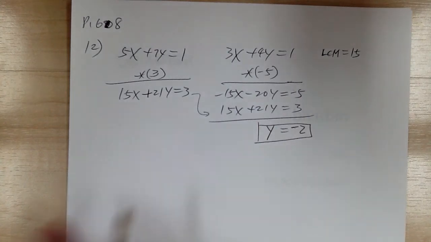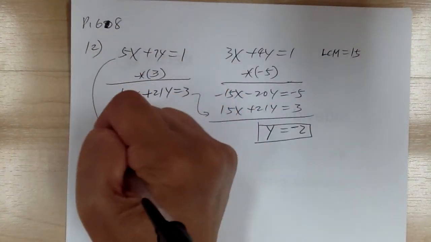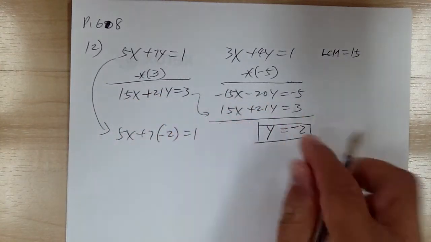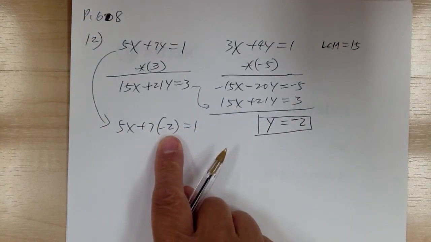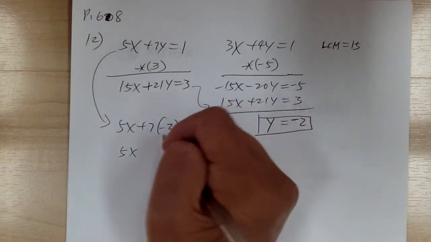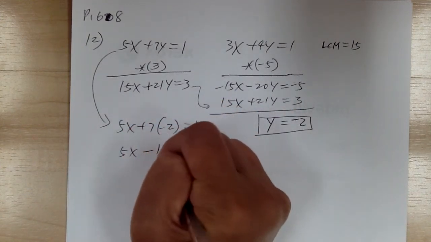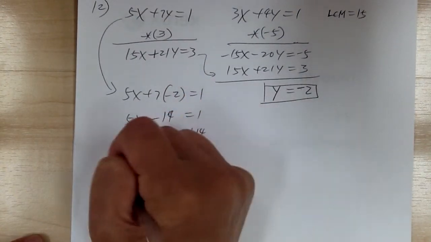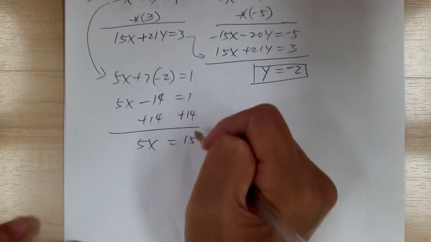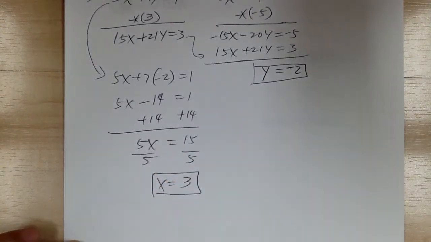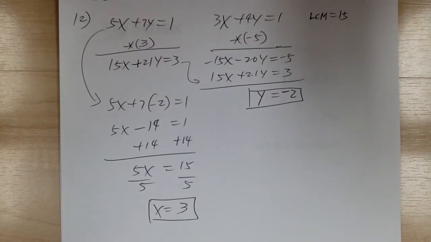And then to do the x, you have to use any one of the equations. You can use this one. So 5x plus 7 times negative 2 equal to 1. Right? Whenever you substitute, put in parentheses. Okay, if you don't, it becomes 7 minus 2, right? So that's the reason you want to put in parentheses. Okay, then plus 14 on each side. 5x equal to 15, divide by 5, divide by 5, so x equal to 3. Okay, let's go to number 13.